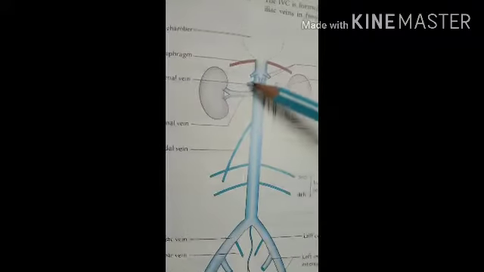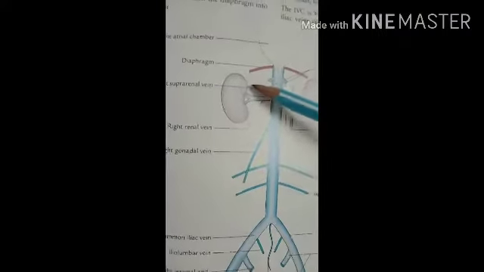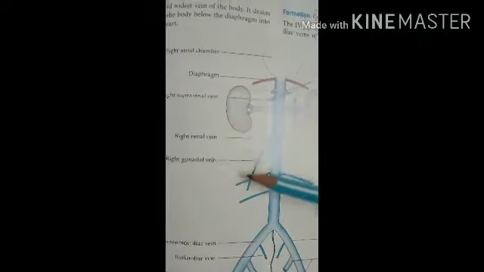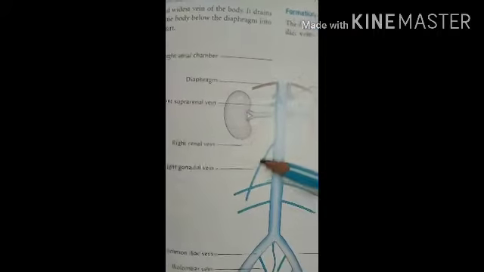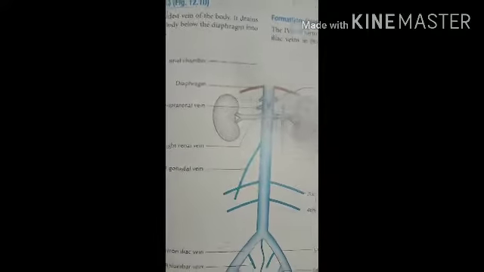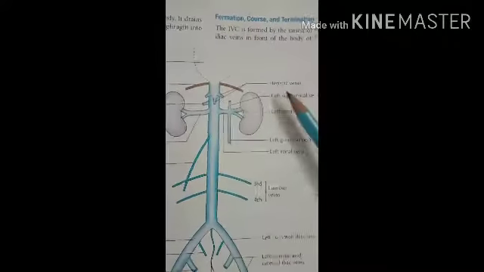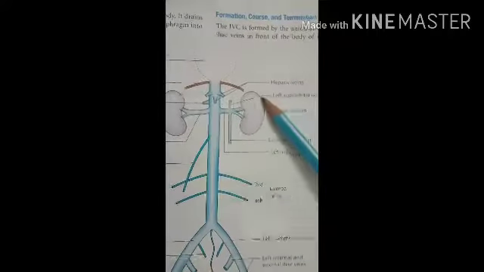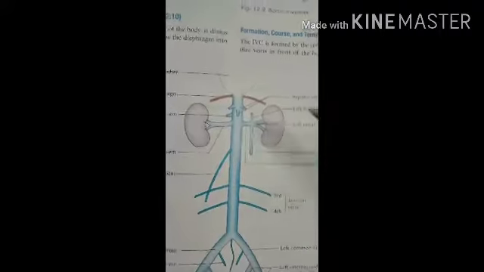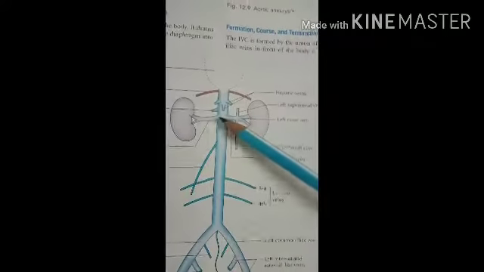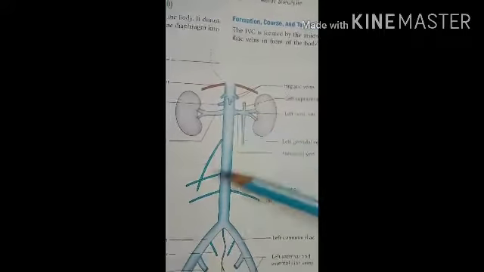On the right side, these three veins, the right suprarenal vein, renal vein and the right gonadal vein, meaning testicular or ovarian vein, directly enter the inferior vena cava. But on the left side, the gonadal vein and the left suprarenal vein first enter the renal vein, and the renal vein then enters the inferior vena cava.